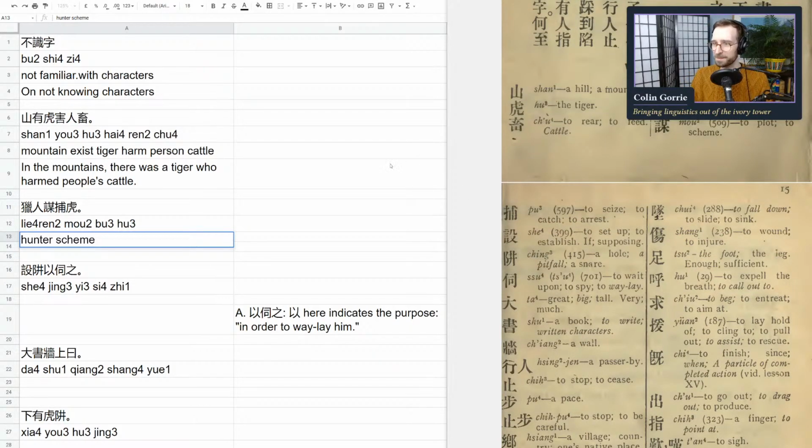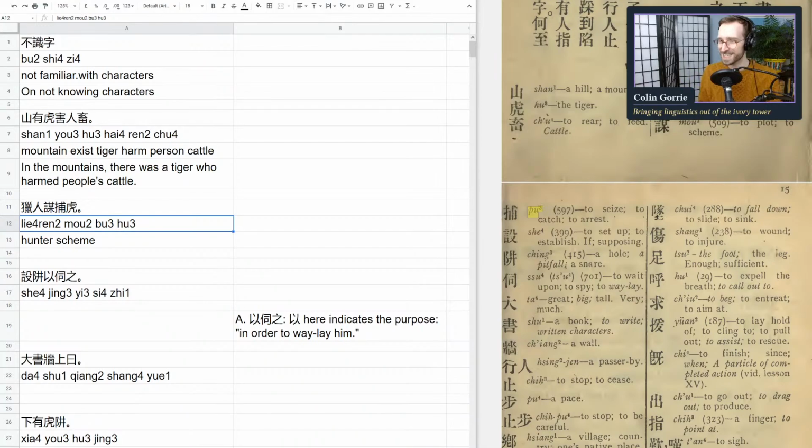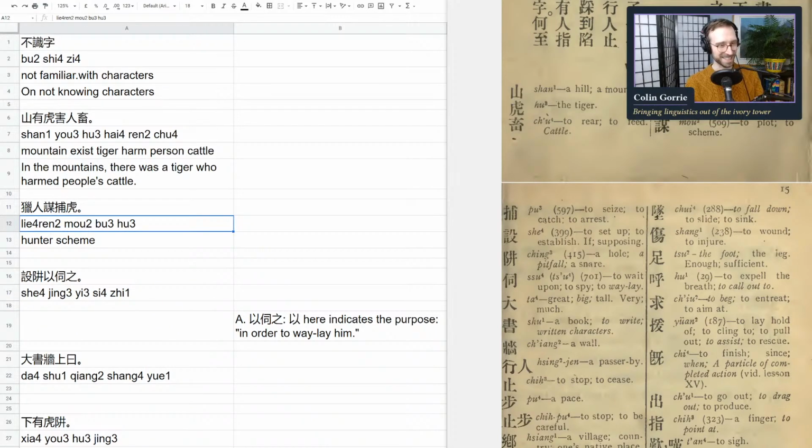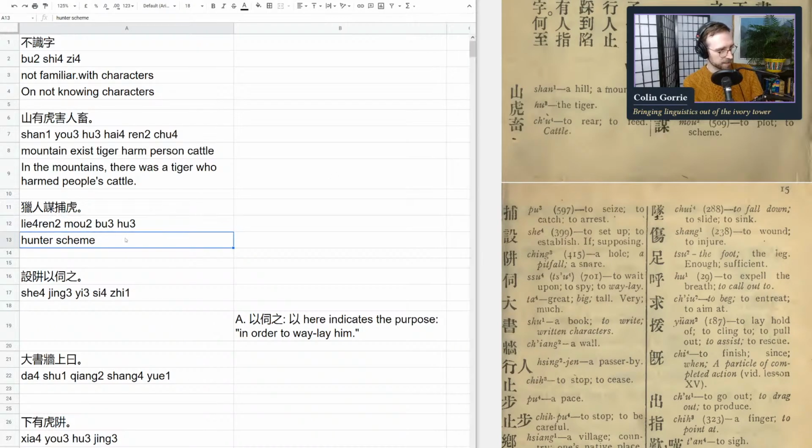Note that I'm using Hanyu Pinyin rather than Wade-Giles romanization, so that's why there are some differences in how these things are romanized, which actually makes transcribing this a little hard because, yeah, the two systems are relatively similar, but then there are a few little pitfalls, which if you see that I've fallen into any pitfalls, let me know in the comments. Okay, so we have seize. So the hunter schemed to seize the tiger. Okay, I don't know if this is one hunter or more than one hunter. Let's just say a hunter schemed to capture the tiger.